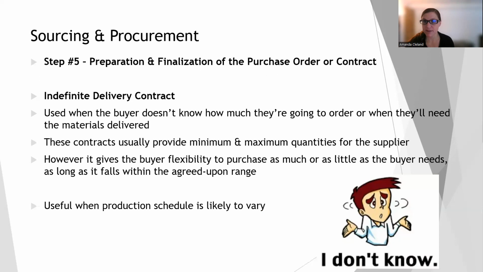This gives us as the buying organization a lot of flexibility to purchase as much or as little as we actually need, as long as it falls within that agreed upon range. It's useful when our production schedule is very likely to vary, if we have a very volatile demand schedule or we don't have it finalized yet. This is a really good way to contract with a supplier and give them some kind of heads up, even if we don't have the exact specifications, the exact quantity, or the exact timeline. So this is when we just don't know exactly the quantities or the timeline when we need it, but we've got an idea of the range.